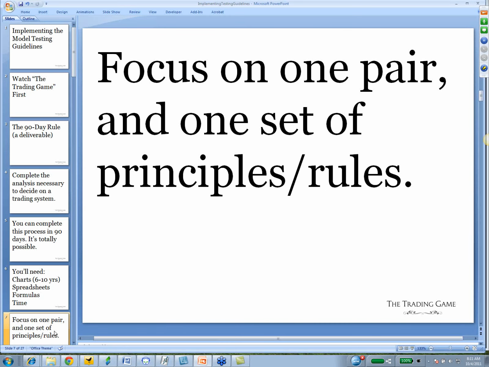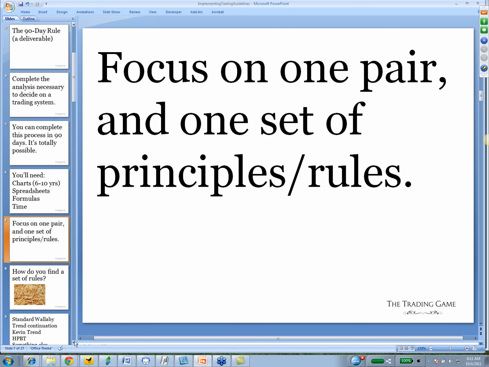You'll also need to focus on one pair to start with and one set of principles or rules. It's not important at the very beginning stage, even if you desire to trade multiple currency pairs. You really only need one pair and one set of rules to start, and then you can branch out from that one pair and one set of principles or rules.